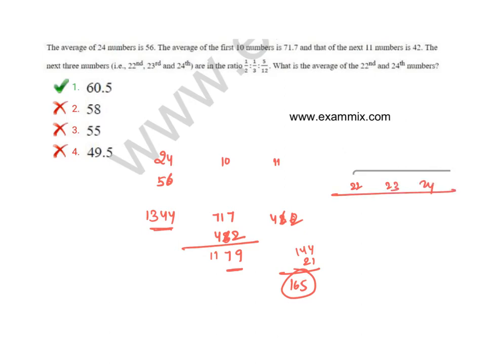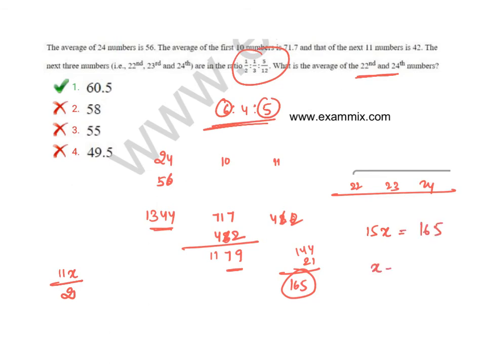They are in the ratio 1 by 2 is to 1 by 3 is to 5 by 12. Multiply it with 12, you will get 6 is to 4 is to 5. So he is asking you the average of the 22nd and 24th, that is 11x by 2. And the sum is 15x, that is 165. x is equal to 11. Substitute 11 in this. 121 by 2, 60.5 is the answer.